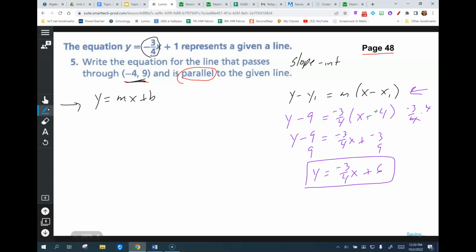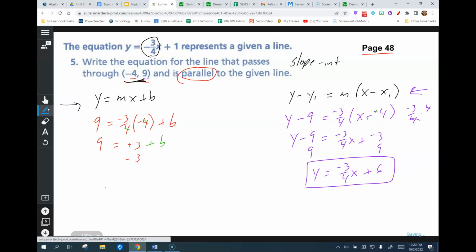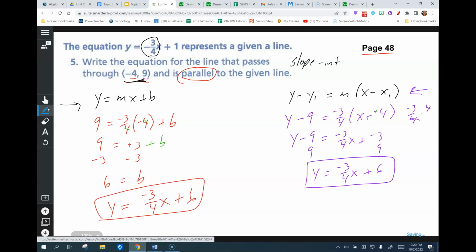If I'm doing slope-intercept, I'm going to plug in 9 for y. So I plug in 9 is equal to my slope, negative 3/4, times my x value of negative 4 plus b. So I get 9 is equal to negative 3, because, of course, my y's cancel out, and that would be a positive 3. Thank you. And then I'm going to subtract 3, and I get 6 is equal to b. So my final answer is y is equal to negative 3/4 x plus 6. It does not matter which way I do it, I'm going to still get that same answer.